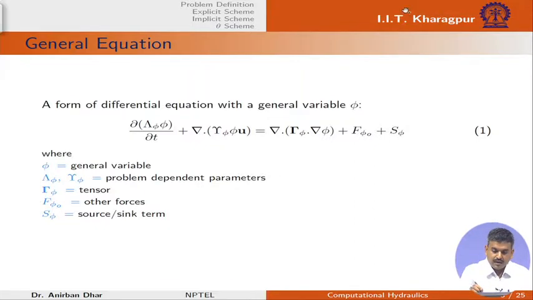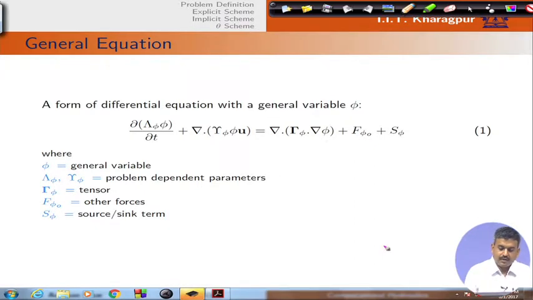Let us consider our general equation. In our previous lecture, we have considered only this term and the sourcing term for modeling the boundary value problem, where phi is the general variable, and in that case we have considered a two-dimensional system where this tensor is having 4 values or 2 directions.